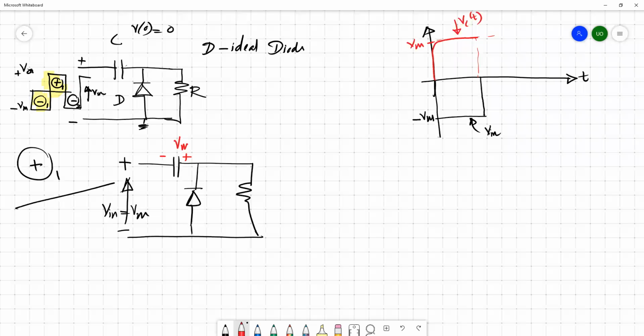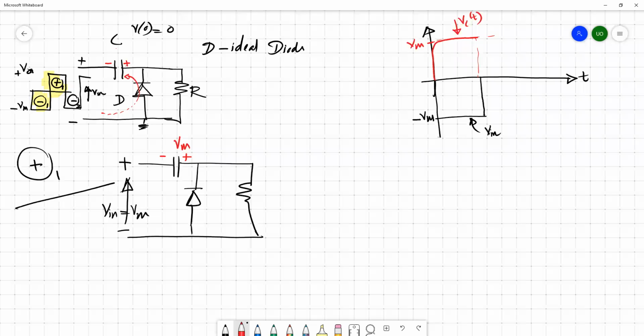This capacitor is charged to Vm, because in the previous cycle the current flow is somewhere like this. So this plate should be charged as positive and this as negative, based on the passive sign convention. We know that the current enters the element through the positive node and leaves through the negative node. So the capacitor is charged, with this plate positive and this plate negative, up to Vm. So it's depicted here.